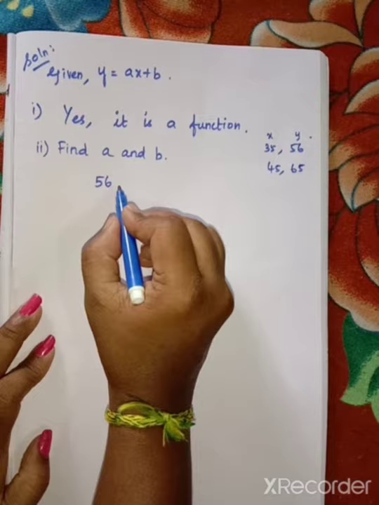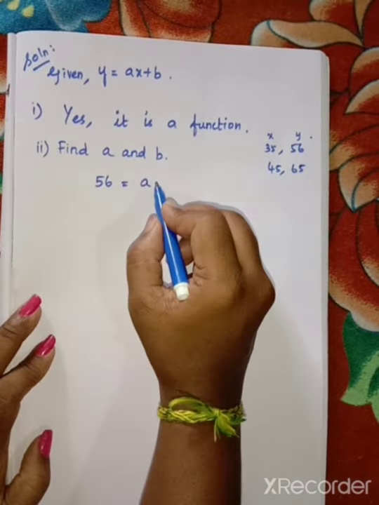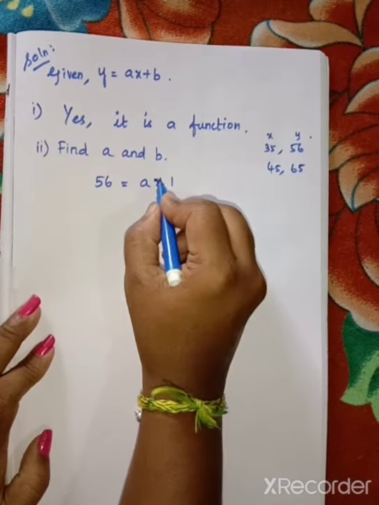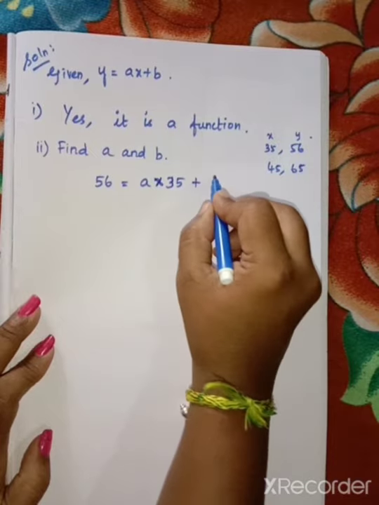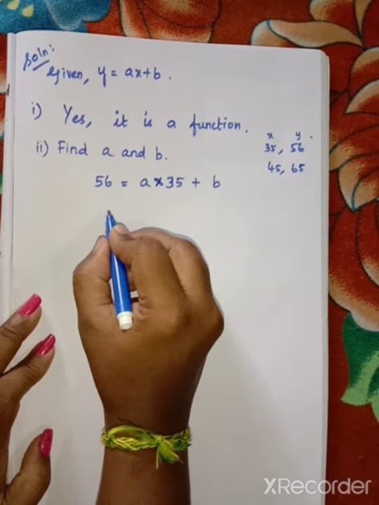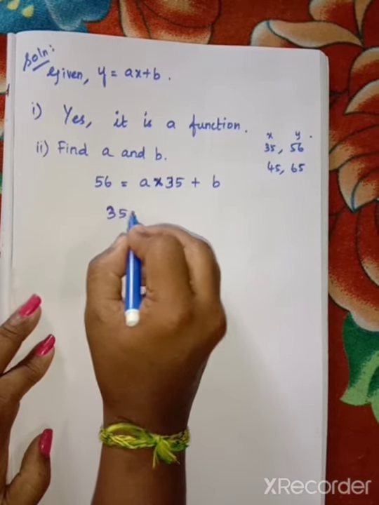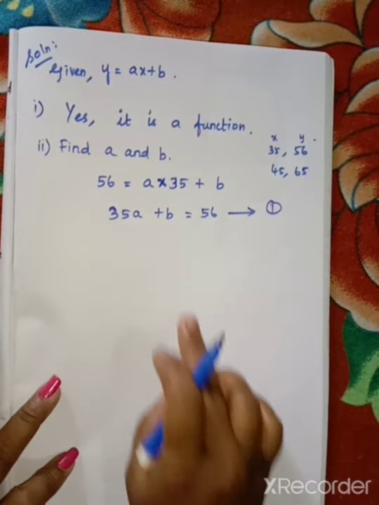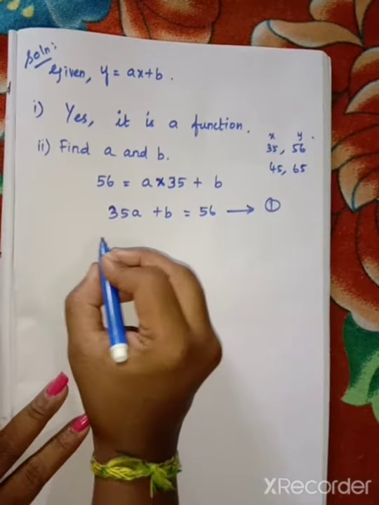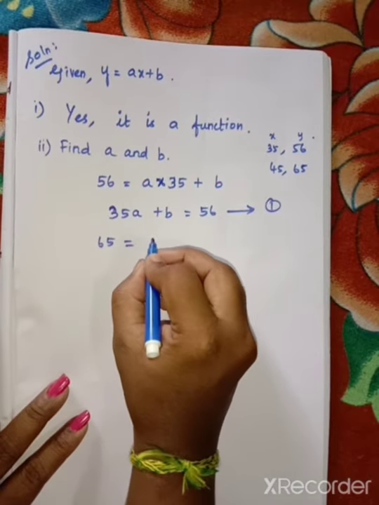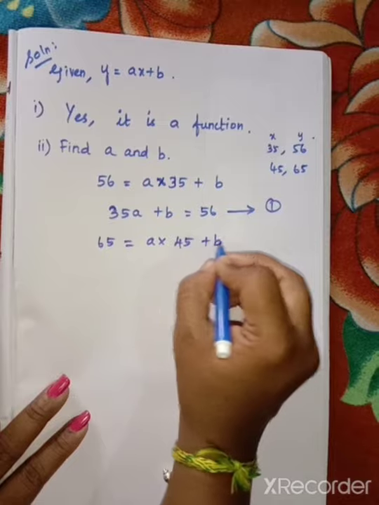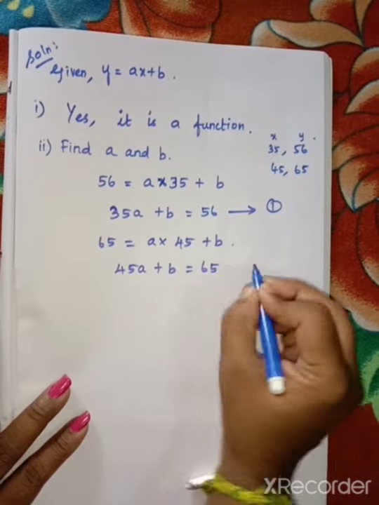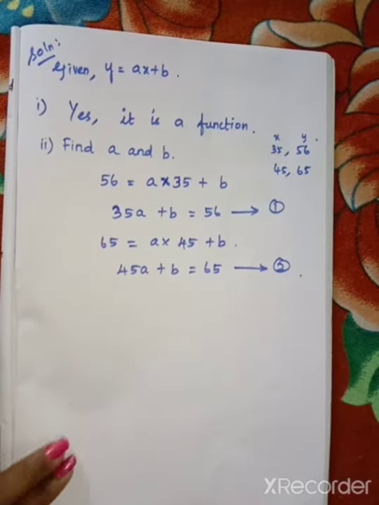So first, 56 equal to a, we don't know, a x. So in place of x here we have to mention 35. So a into 35 plus b. So here consider a into 35, that is 35a plus b equal to 56. This is considered as the first equation. Likewise, for the second one, that is 65 equal to a into 45 plus b. So now we have 45a plus b equal to 65. This is considered as the second equation.